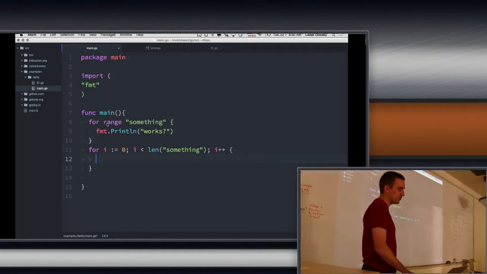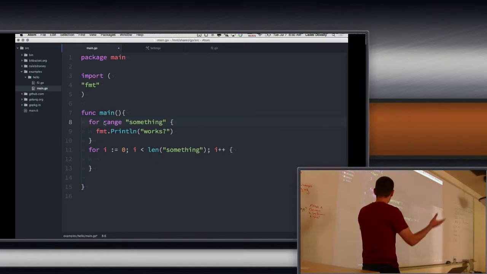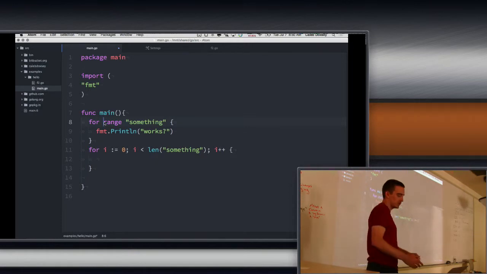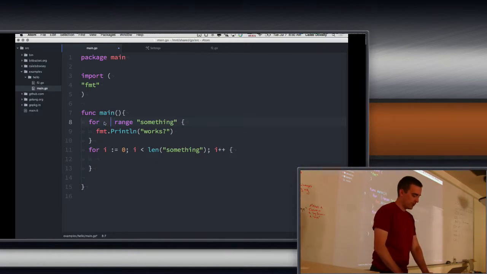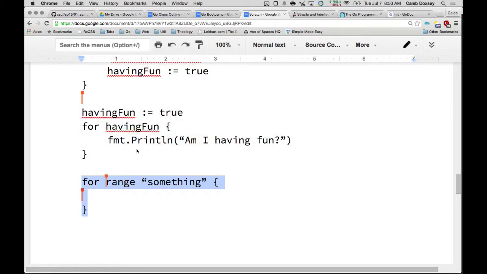Yeah, so the issue with what we did with this one is we don't have access to that character. And so, does anybody remember the form of the, if we want the index and the character, how do we do that? Or I range something. Yeah, somebody want to try it?